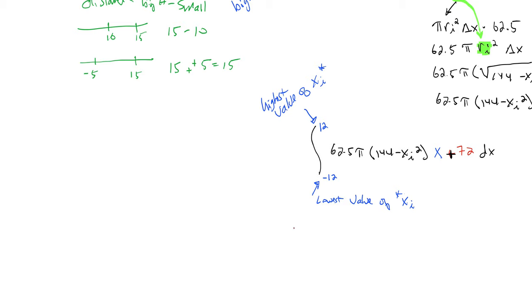Okay, so I'm just going to copy his work. So the work, with x plus 72, is from negative 12 to 12. Xi star can be as low as negative 12, and as high as the top of the tank, which is 4. Then 62.5 times the integral of 12 squared x plus 12 squared times 72 minus x cubed minus 72 x squared dx.